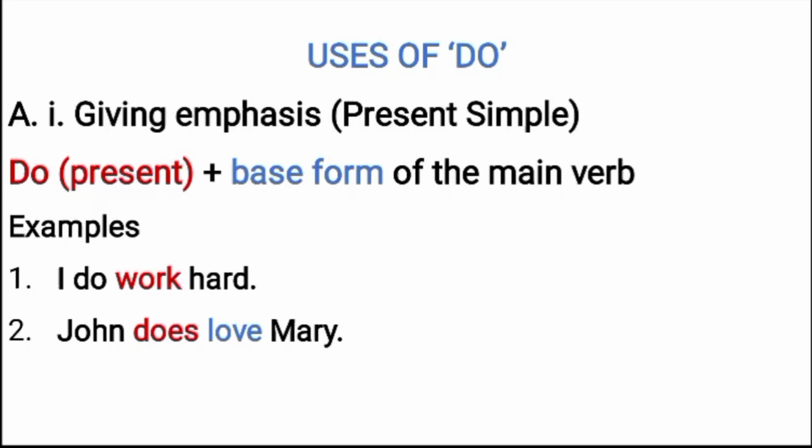Example 2. John does love Mary. John is a singular subject and so it goes with the auxiliary verb does. Does here is simply emphasizing the main verb love. And take note, both of them are in their base form. We cannot say John does loves Mary. So if we decide not to add the emphasis, we can leave it as John loves Mary.